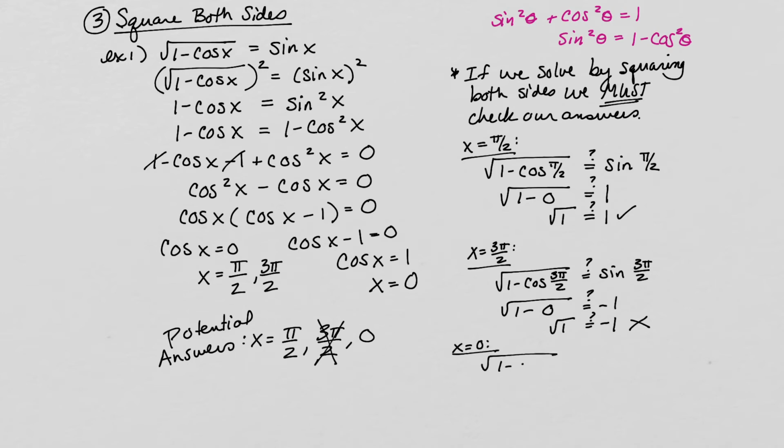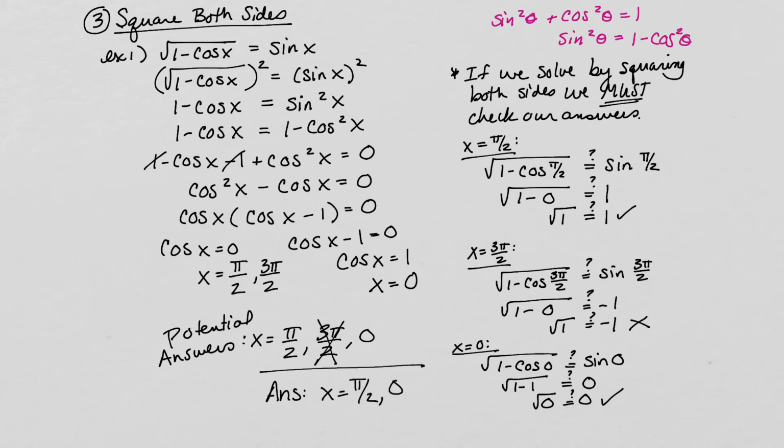And then finally, we have to check x equals 0. So is the square root of 1 minus the cosine of 0 equal to the sine of 0? So the cosine of 0 is 1, right? So it's 1 minus 1. And the sine of 0 is 0. So I want to know, is the square root of 0 actually equal to 0? Yeah. So our final answers are just x equals pi over 2 and 0.